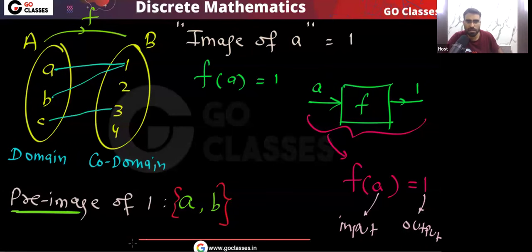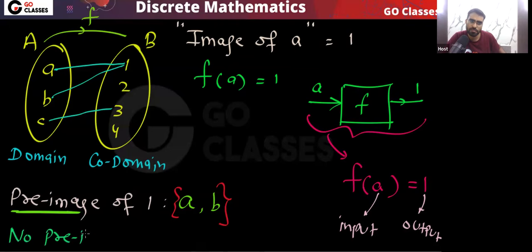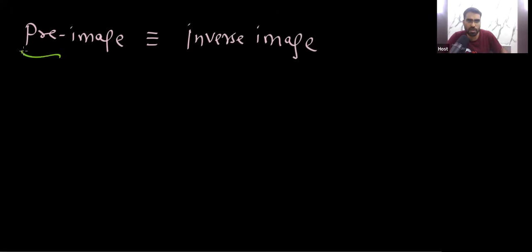What is the pre-image of 2? There is no pre-image of 2 in this function f. Now, similarly, what is the pre-image of 3? That is C. Yes or no? This pre-image, another word for this is inverse image. Remember, another word for pre-image is inverse image. Is this clear? I hope all these points are clear.